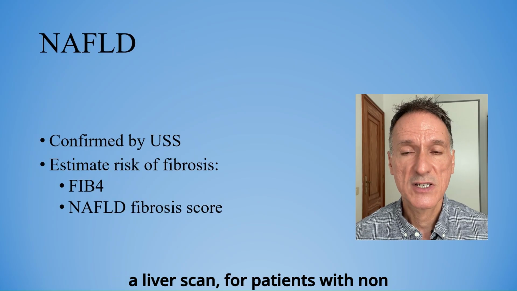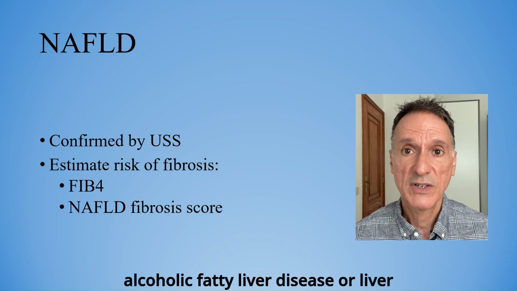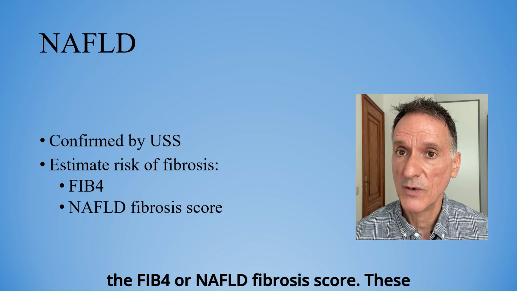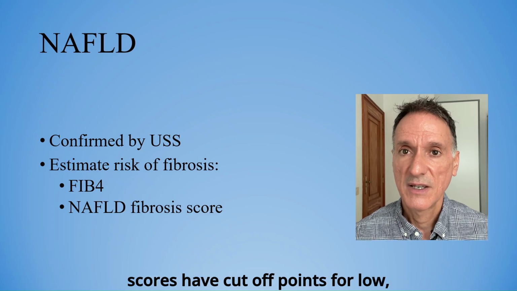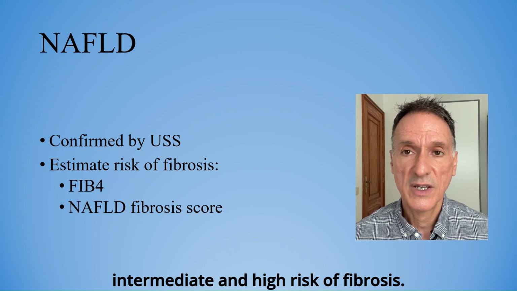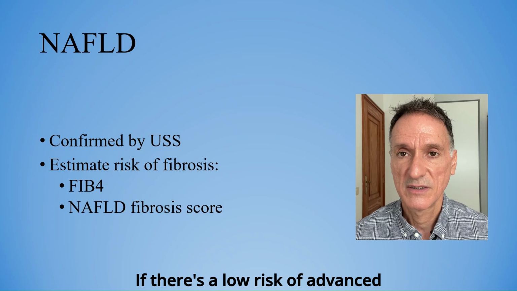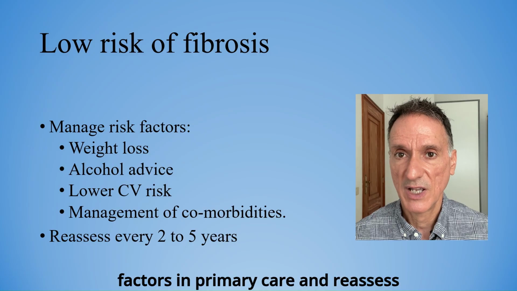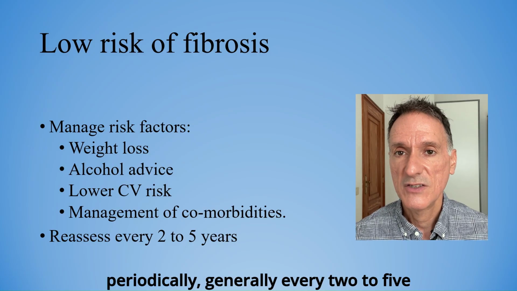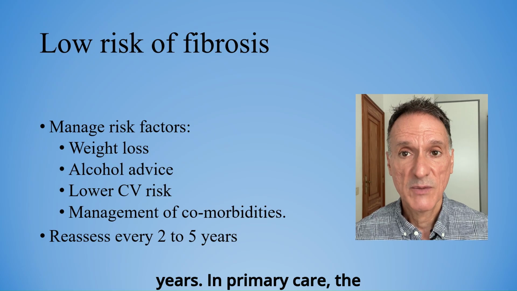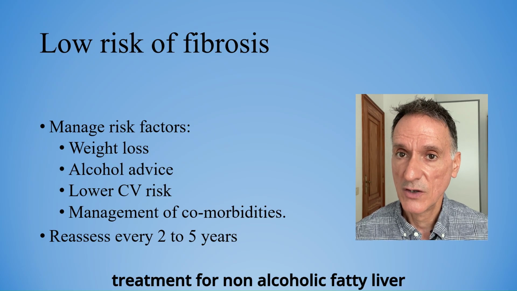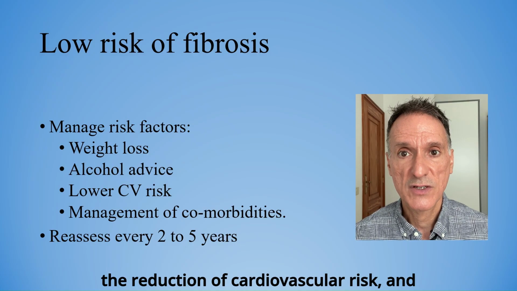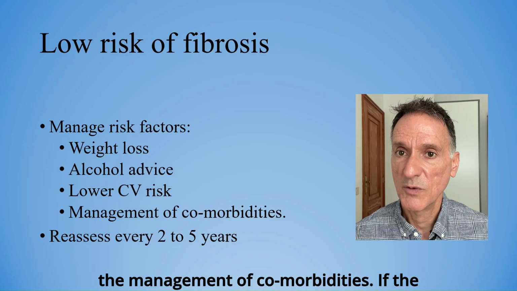Following a liver scan for patients with non-alcoholic fatty liver disease or liver disease of unknown cause, we will estimate the risk of fibrosis using the FIB-4 or NAFLD fibrosis score. These scores have cutoff points for low, intermediate, and high risk of fibrosis. If there's a low risk of advanced fibrosis, we will just manage the risk factors in primary care and reassess periodically, generally every 2 to 5 years. In primary care, the treatment for non-alcoholic fatty liver disease is weight loss, alcohol advice, the reduction of cardiovascular risk, and the management of comorbidities.